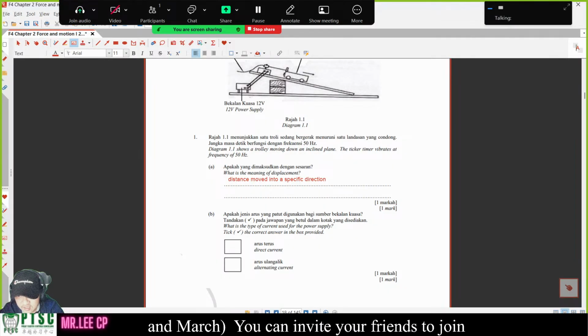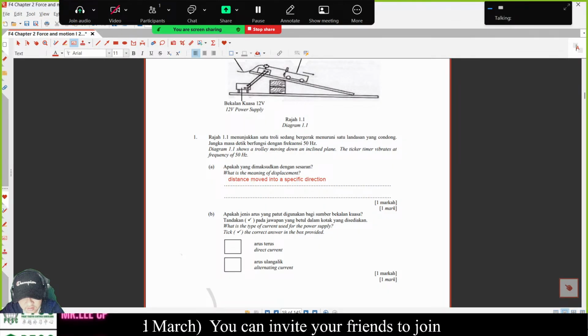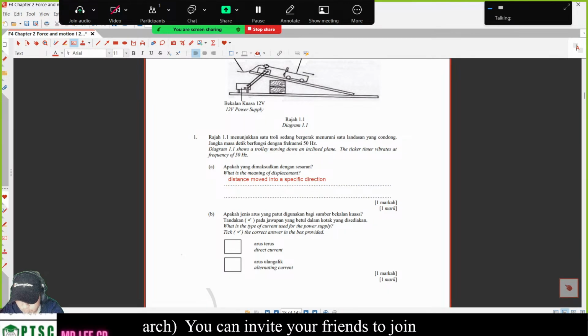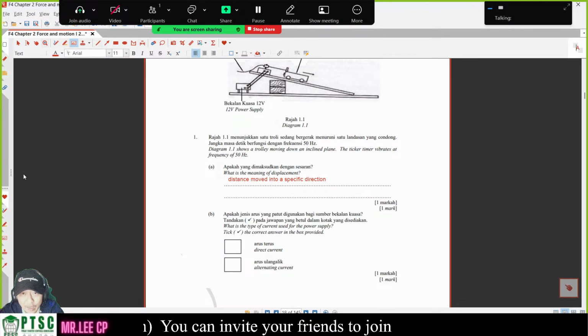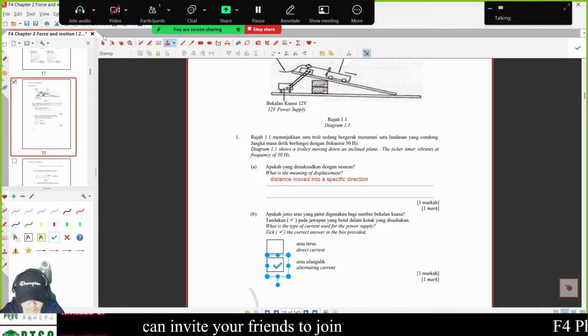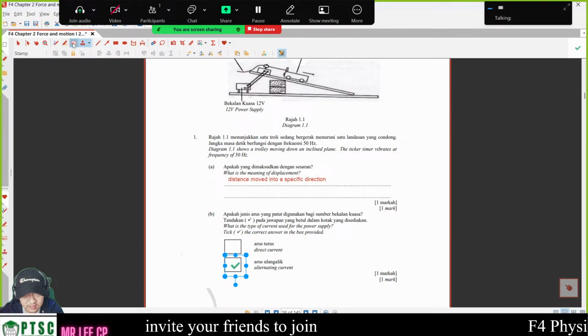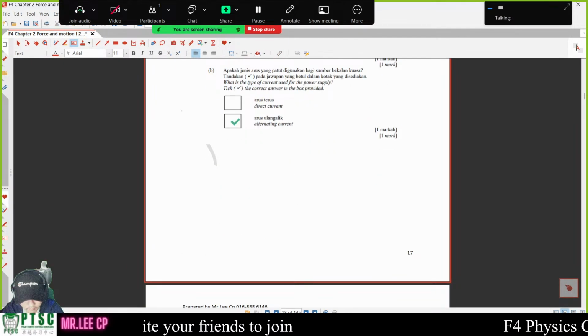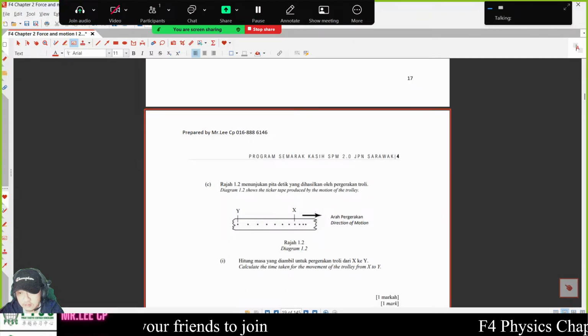Tick the correct answer in the box. Okay. So now what kind of current is this? This is an alternating current. Right? Not direct current, alternating current.